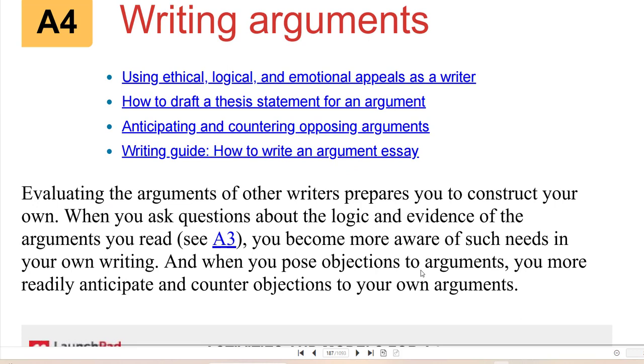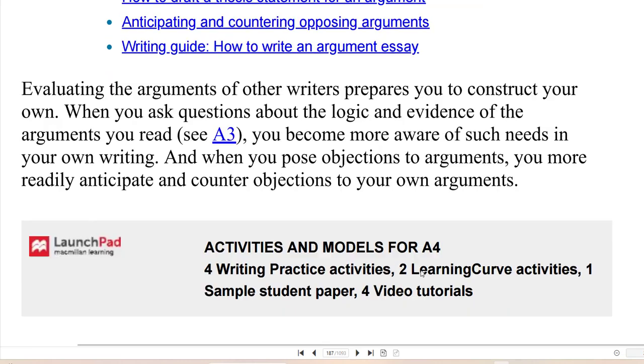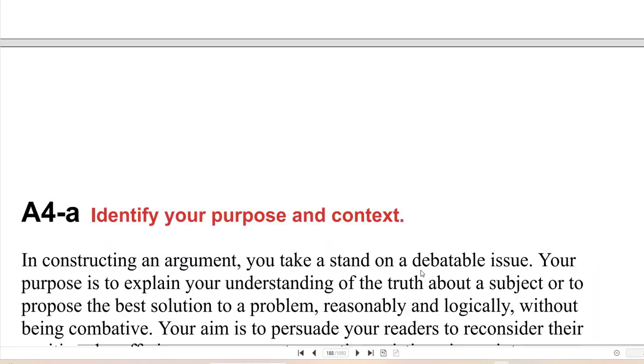Writing arguments. Evaluating the arguments of other writers prepares you to construct your own. When you ask questions about the logic and evidence of the arguments you read, you become more aware of such needs in your own writing. And when you pose objections to arguments, you more readily anticipate and counter objections to your own arguments.